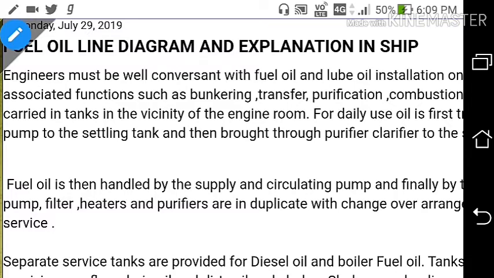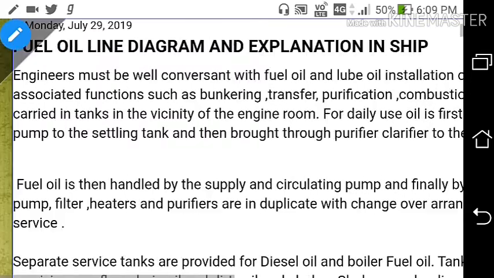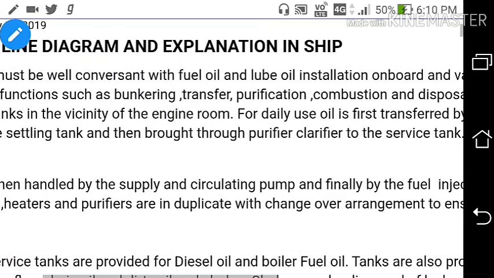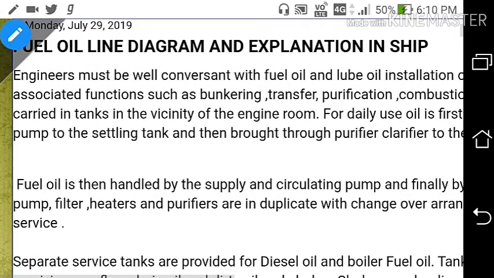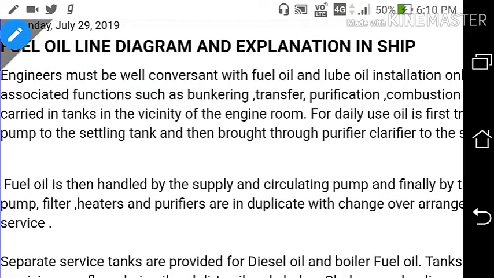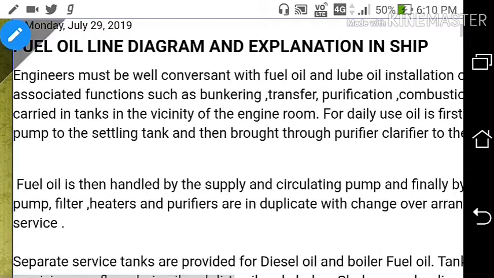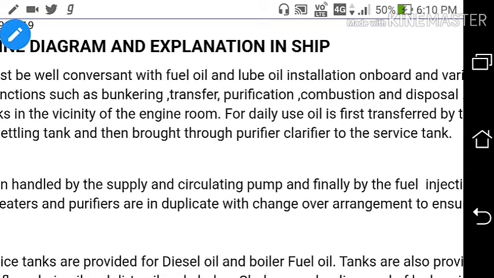Engineers must be well conversant with the fuel oil and lube oil installation on board and various associated functions such as bunkering, transfer, purification, combustion and disposal. Fuel oil is carried in tanks in the vicinity of the engine room for daily use. Oil is first transferred by the transfer pump to the settling tank, then brought to the purifier, clarified, and sent to the service tank. So we have a sludge tank also. From the purifier, the sludge goes to the sludge tank, and from there it is sent to the incinerator, where the sludge is burned off.